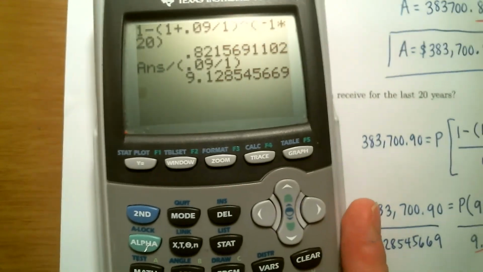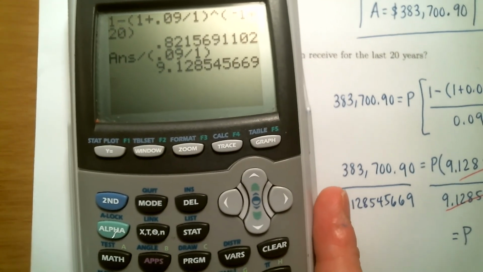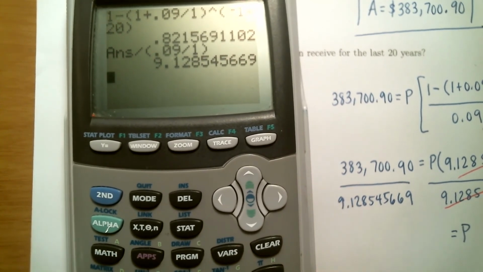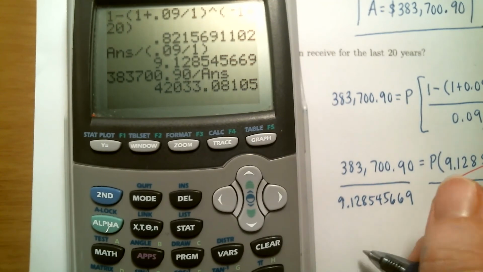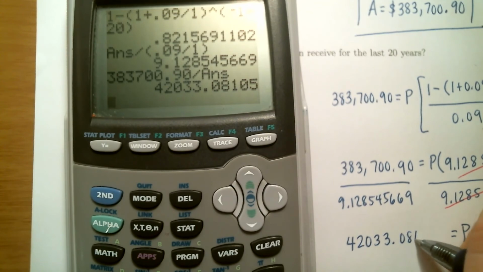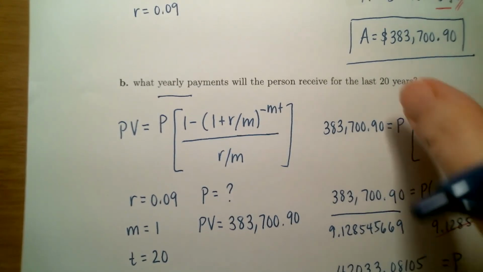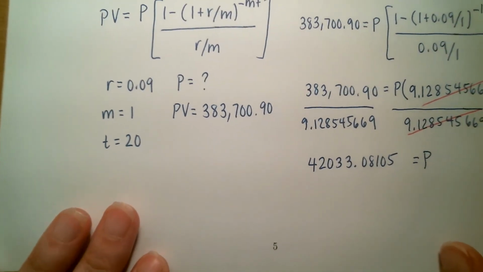I already have this denominator in my calculator, so you can just punch in the numerator, $383,700.90, and then divide by the previous answer if you don't want to retype it. If you do retype it, you need to carry all the digits. And there you go. Let me write this down. There is the yearly payment to the person.